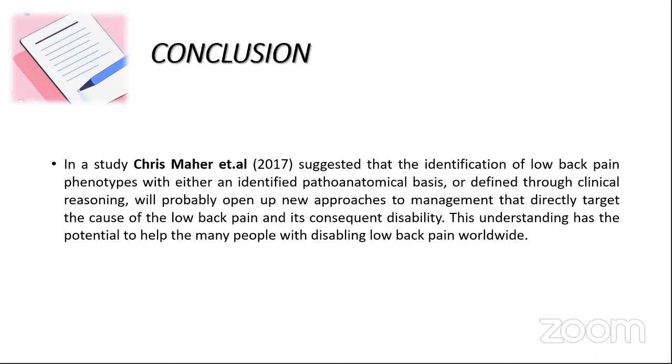Okay, so the conclusion of these evidence-based studies: Chris Maher has done a study in 2017 which suggested that identification of low back pain phenotypes, with either an identified patho-anatomical basis or defined through clinical reasoning, will probably open up a new approach to management that directly targets the cause of the low back pain and its consequent disability. Which means if we can categorize the low back pain according to its pathoanatomical basis, then it will help us to treat the main cause. Okay, we will treat the causing factor and we can prevent the low back pain from occurring. This understanding has the potential to help many people with disabling low back pain worldwide.